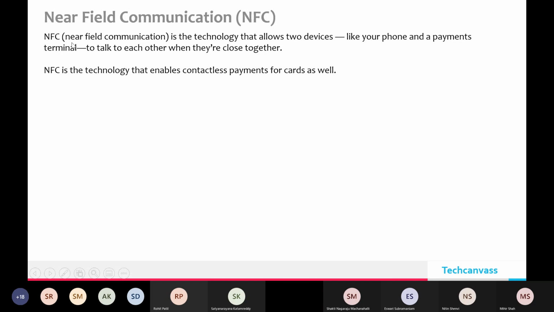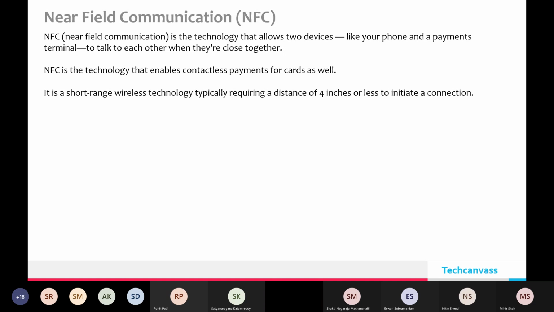So what is the definition, or how do we define it? Near field communication is the technology that allows two devices, like your phone and a payments terminal, or your card and a payments terminal, or your phone and another phone, to talk to each other when they are close together. NFC is the technology that enables contactless payments for cards as well as mobiles.